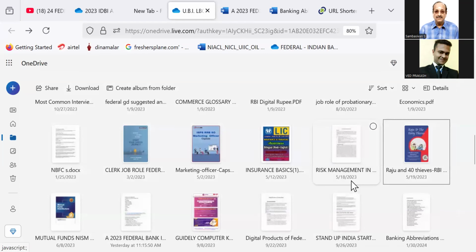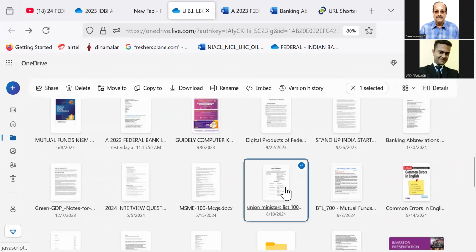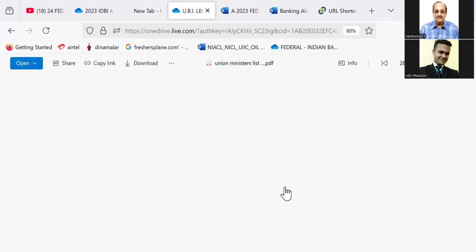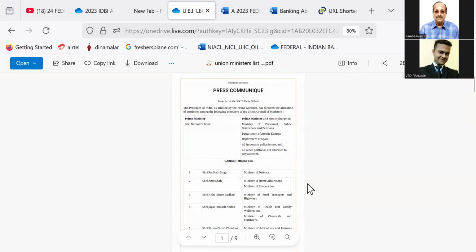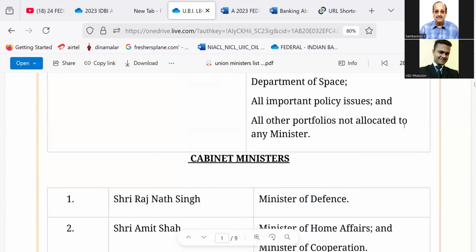Okay. Then apart from that, union ministers list. This is the union ministers list. You should go through that and get to know. You should know important ministries like health department, home department, agriculture, MSME, education, then foreign affairs, then finance, डिफेंस. ये सब आपको इम्पोर्टेंट मालूम होना है.